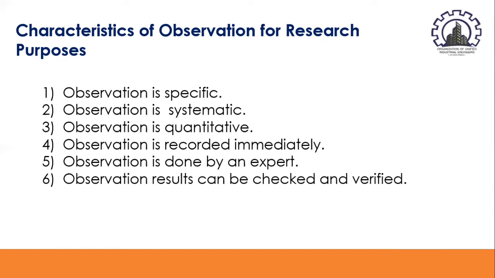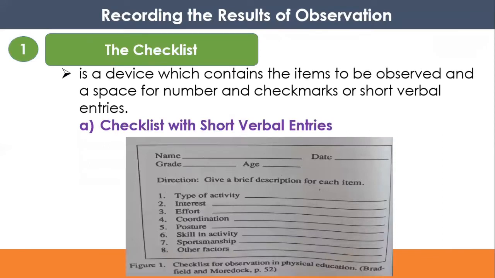The reliability of observation of behavior, however, can be determined and has often been found to be satisfactory. So in this case, how do we record the results of our observation then? Well, generally, the results of observation should be recorded immediately, meaning there are some forms for recording the results of observation, and they are as follows. So first, we have the checklist. The checklist is a device which contains the items to be observed and space for numbers and check marks or short verbal entries.